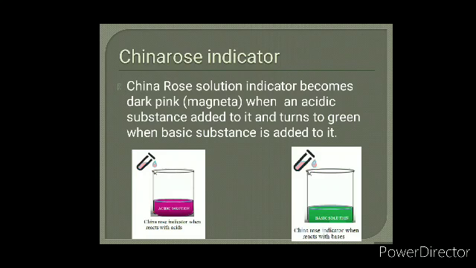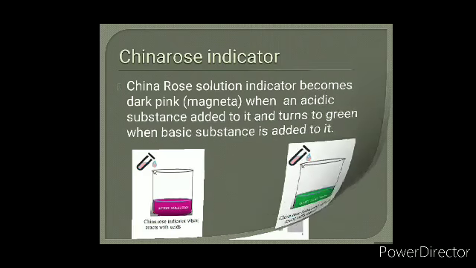We can test shampoo, lemon juice, soda water, vinegar, sugar solution, and we can find out whether the substance is acidic or basic. If you take shampoo, then it will turn green when you add China rose, because shampoo contains basic substances. It's really very interesting. You can do it at home.